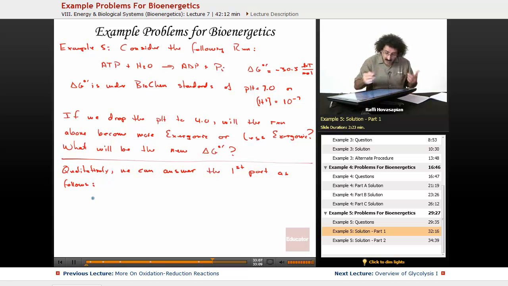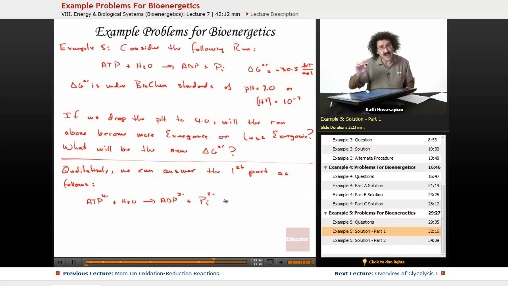Well, the hydrolysis of ATP actually takes place like this. ATP is carrying a 4- charge. When it is hydrolyzed by a water molecule, it is going to form an ADP molecule, which is carrying a 3- charge, plus an inorganic phosphate, which in general is carrying a 2- charge, and it's going to release some hydrogen ion into the aqueous medium. This is what is really going on. We didn't write that up there.